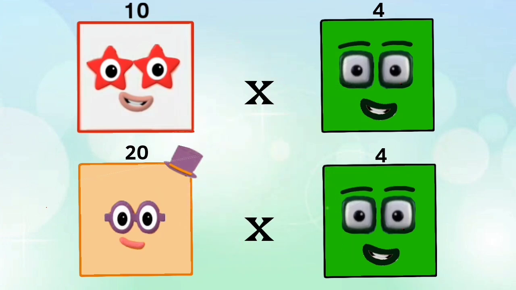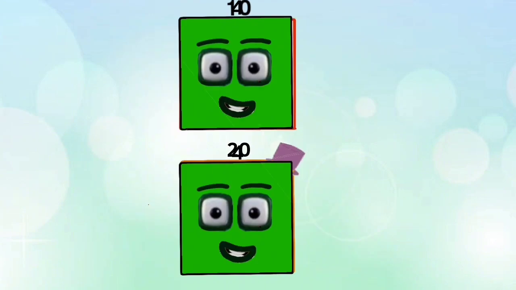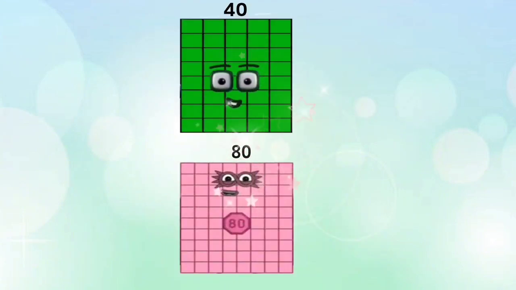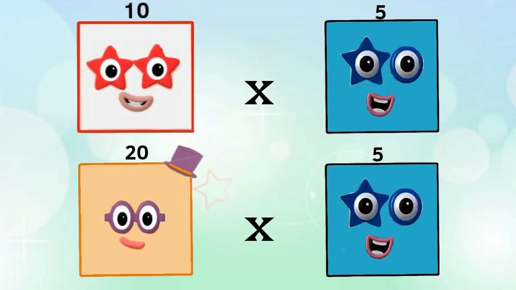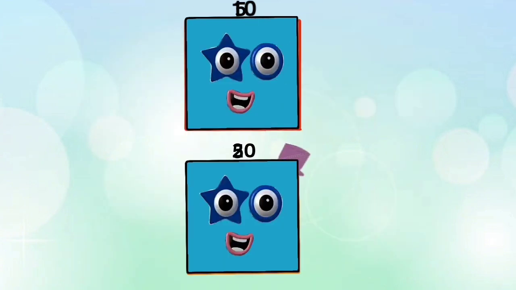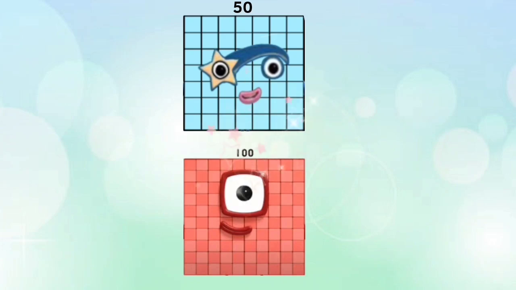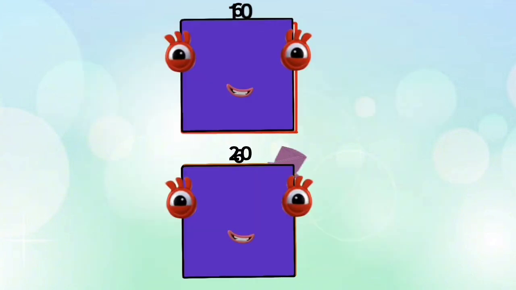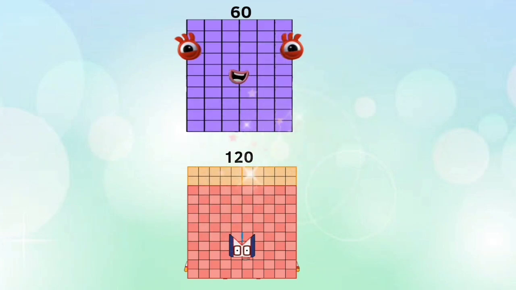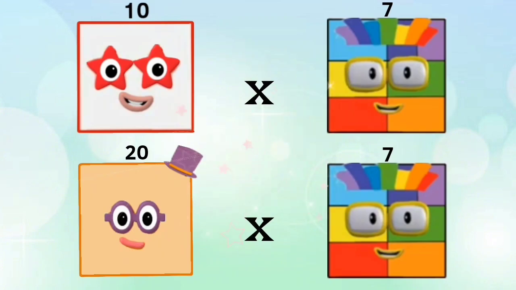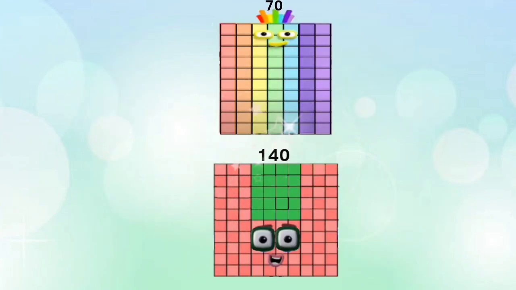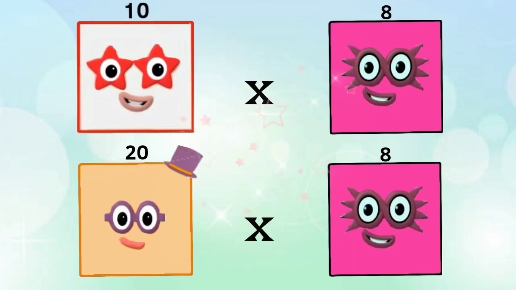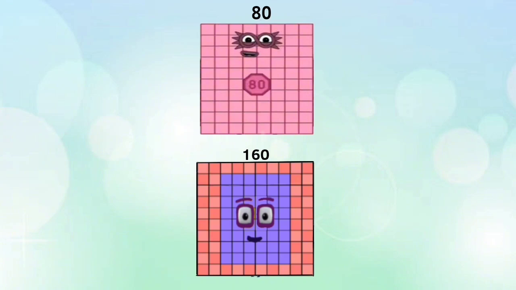10 and 20 times 4 equal 40 and 80. 10 and 20 times 5 equal 50 and 100. 10 and 20 times 6 equal 60 and 120. 10 and 20 times 7 equal 70 and 140. 10 and 20 times 8 equal 80 and 160.